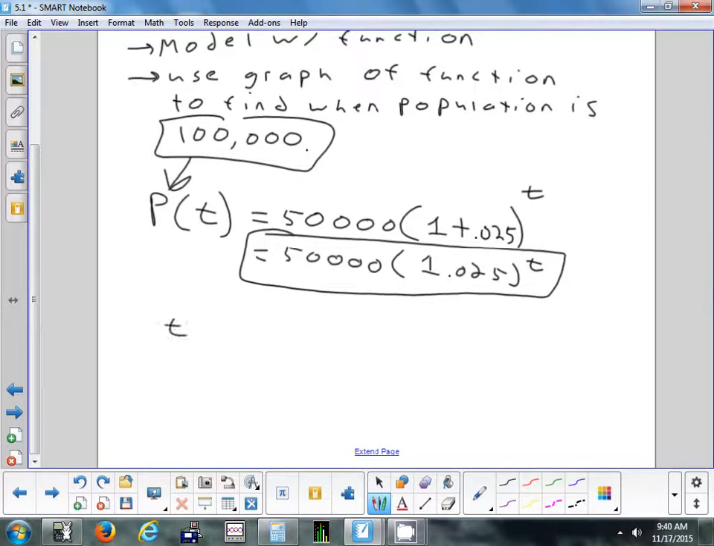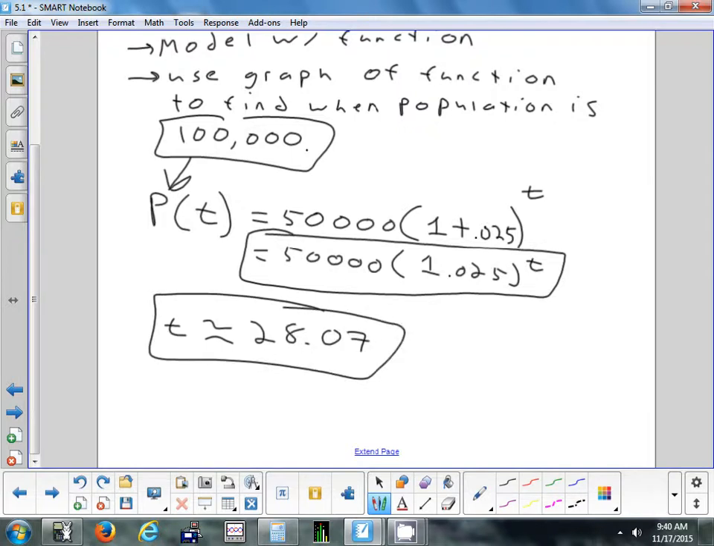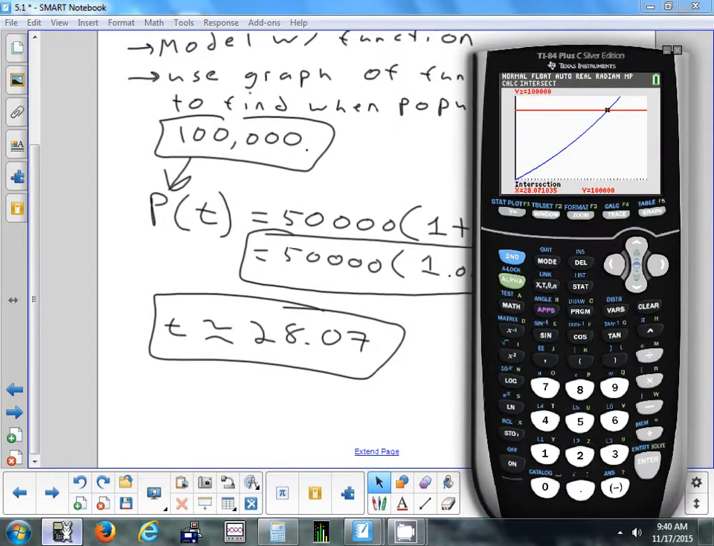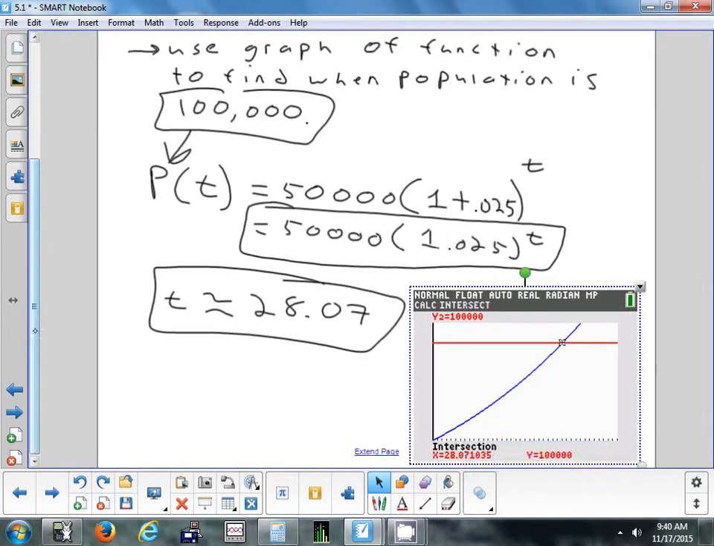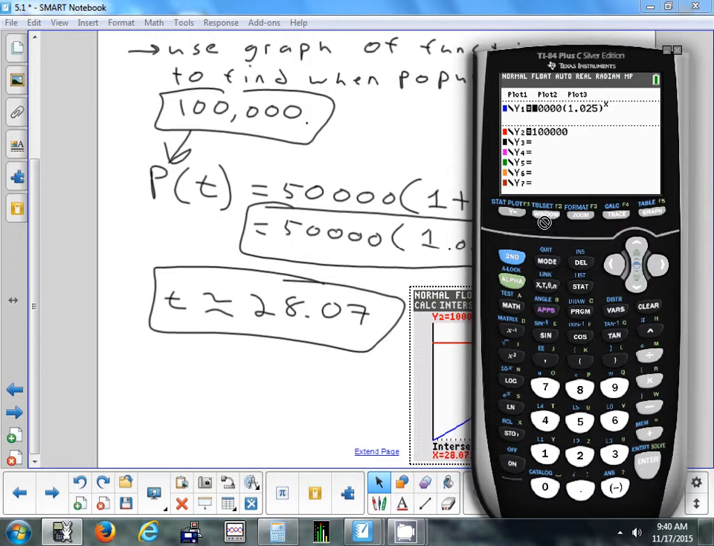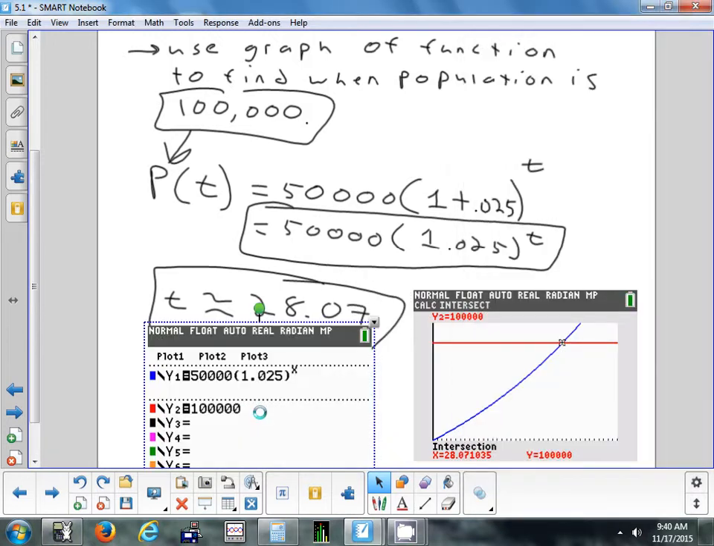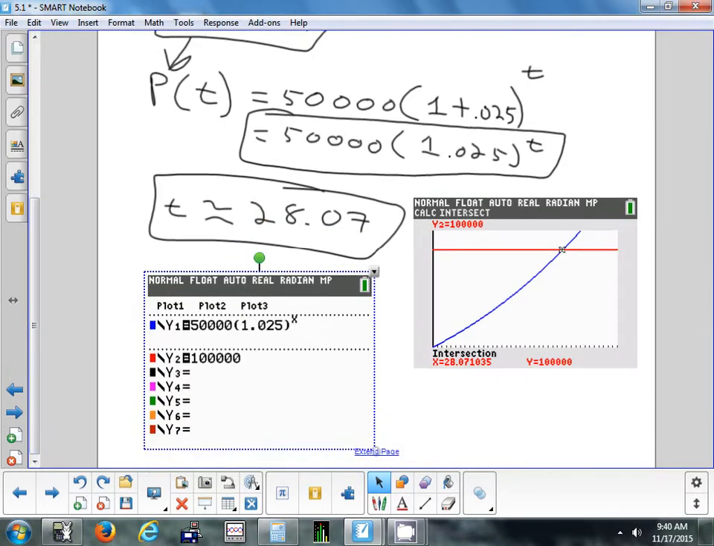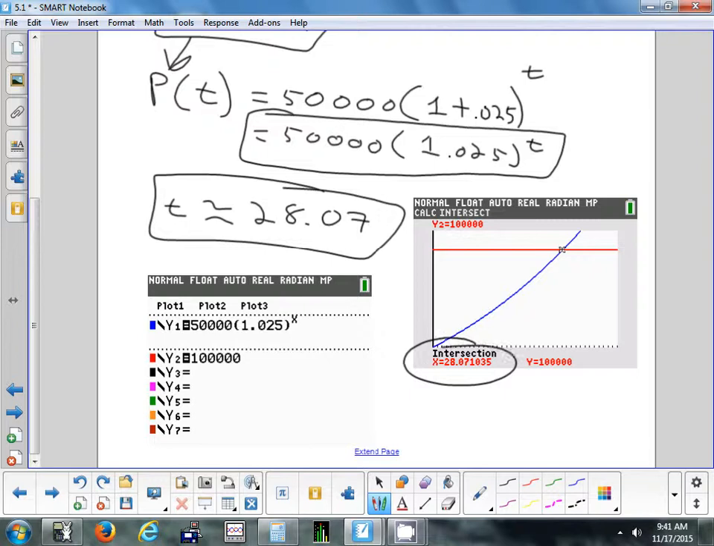Would you put x for time on calculators? For time, you use x. Yep. So you type it in just like that, do your graph, get your intersect, and then just write down your time. Okay. Any questions on that one?